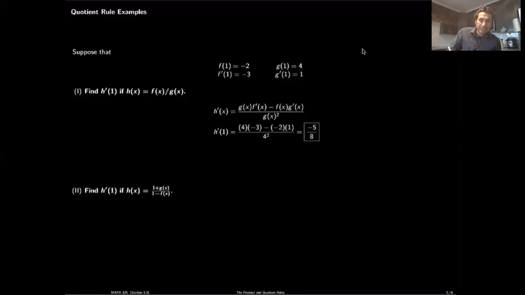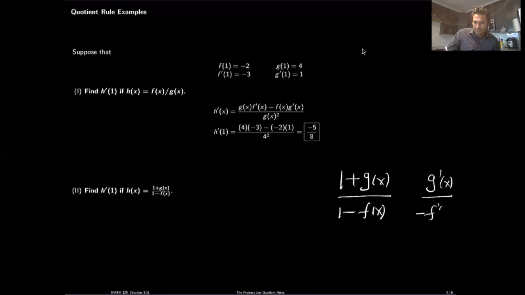My h function is now (1 plus g(x)) divided by (1 minus f(x)). And again, since this is a quotient, I will use the quotient rule. The derivative of the top is g prime of x, and the derivative of the bottom is minus f prime of x. And then I will read that poem, low d high minus high d low. So what will be the derivative h prime of x from this formula?